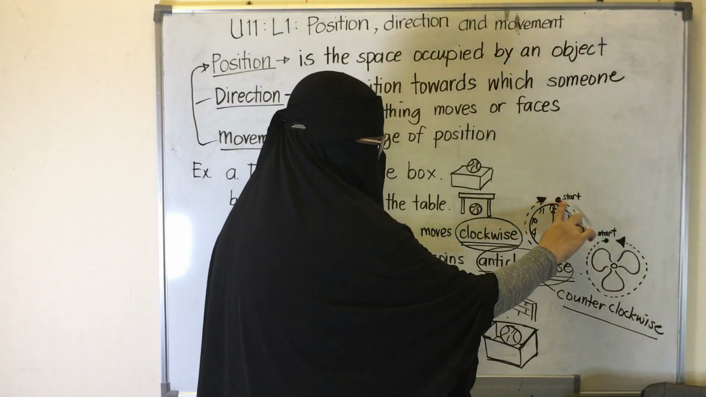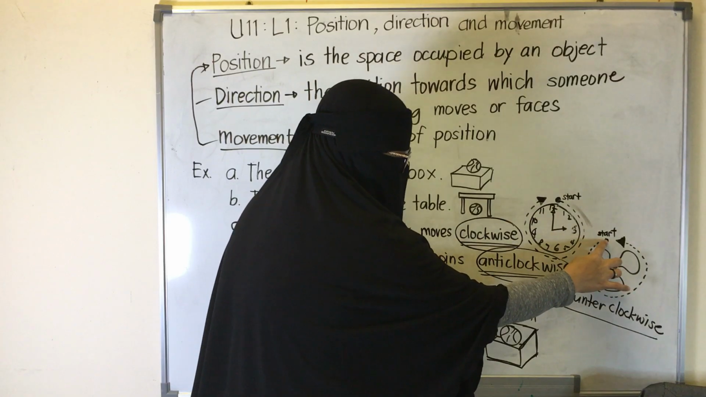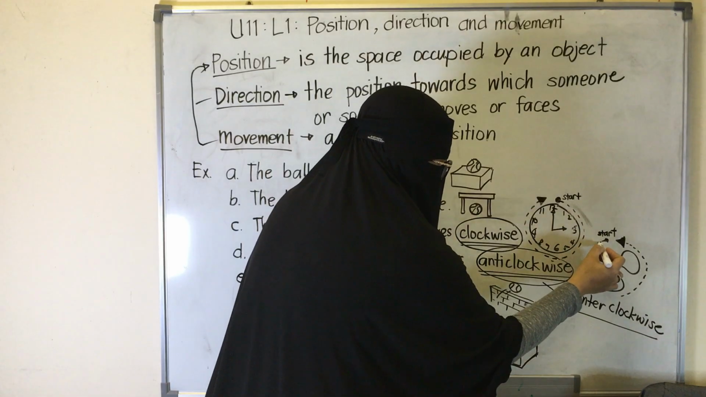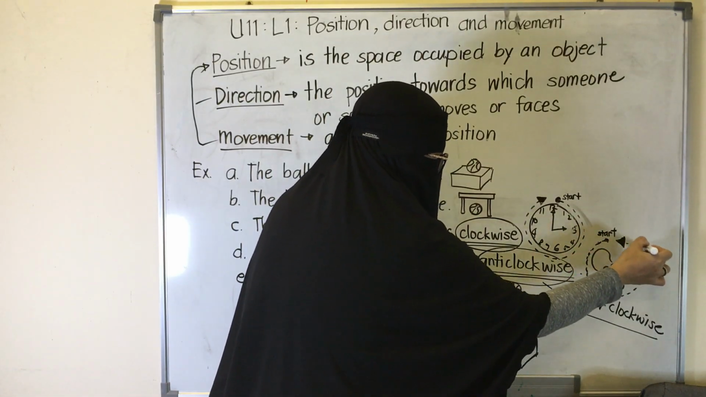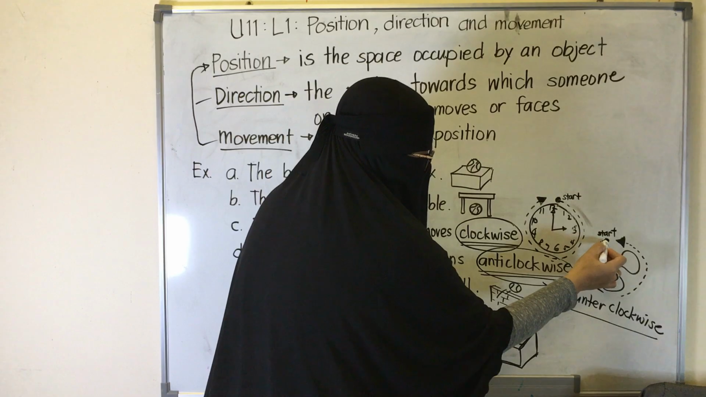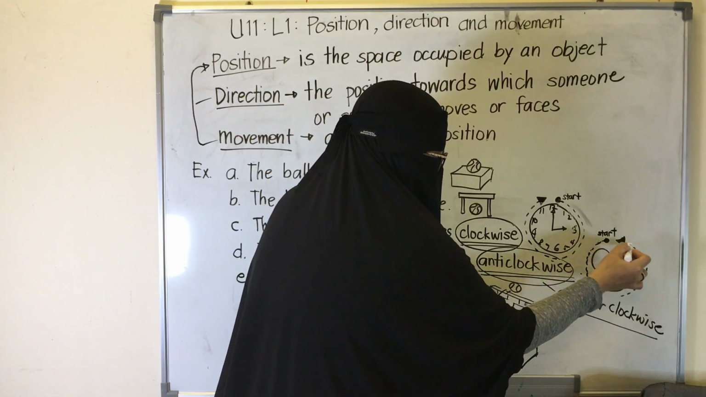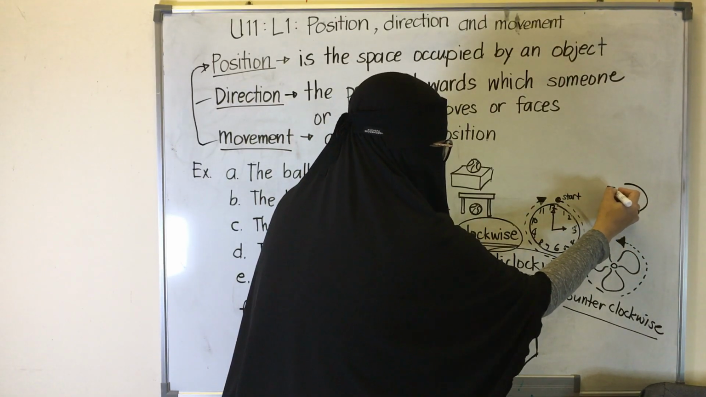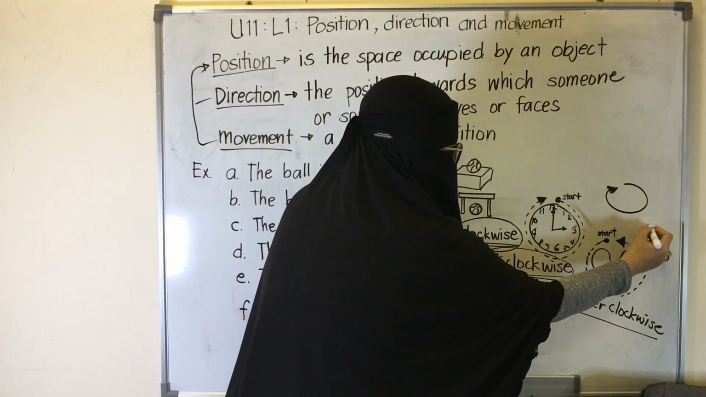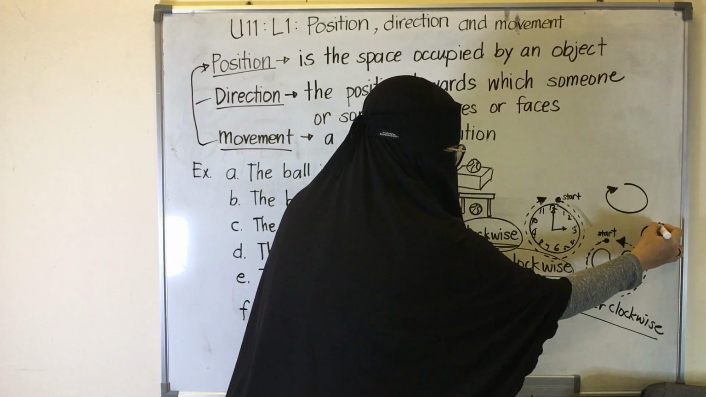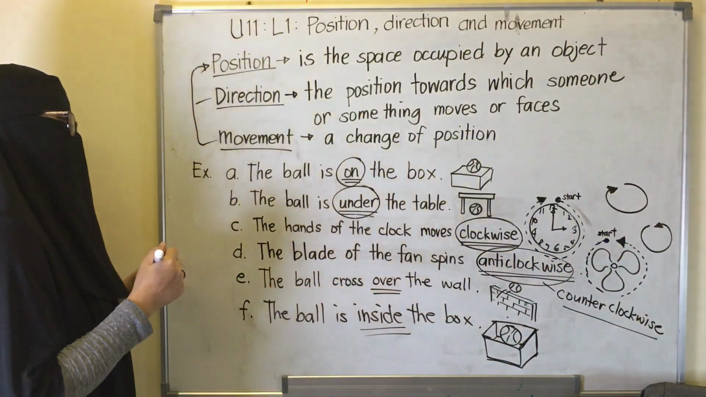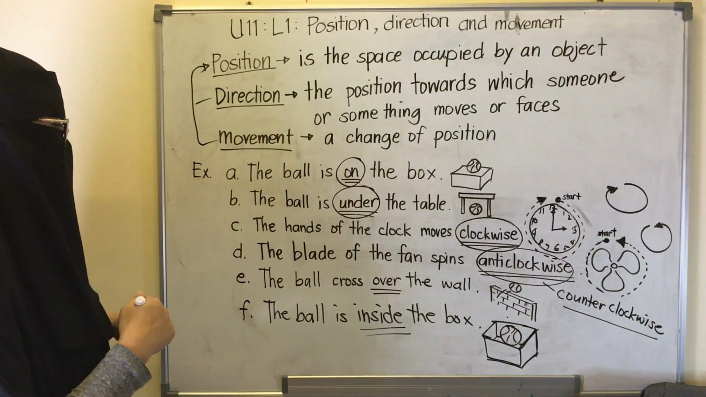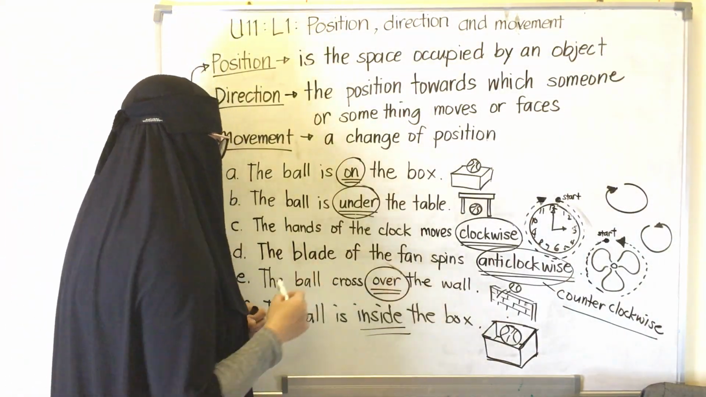If the clock moves in this direction, the anti-clockwise moves in the other direction. You start here and then you move in this direction. So if clockwise is like this, the counter-clockwise is the other side, or the anti-clockwise. Okay? So let's go to the next position, which is over, or position or direction, over.